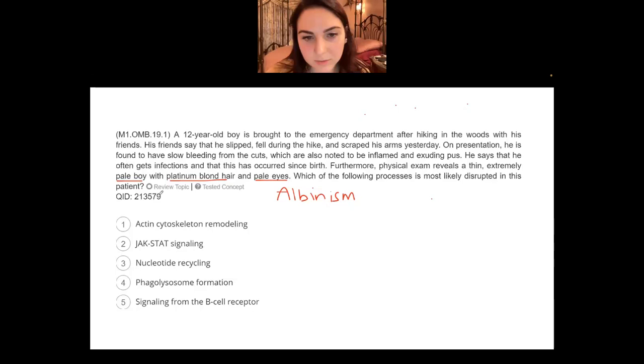I also love platinum blonde hair. I'm not making fun of platinum blonde hair. I wish I could pull it off. I would not be able to.